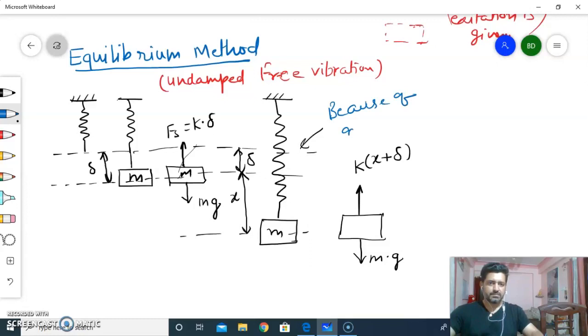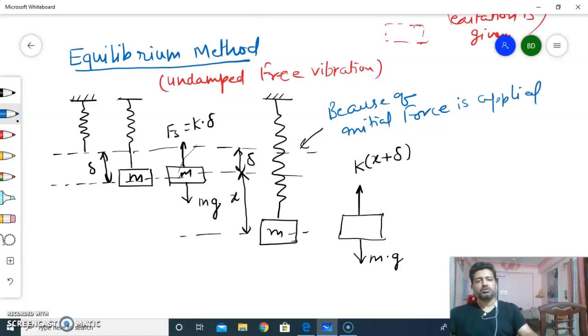Because the initial force is applied. So this is our free body diagram of the system.